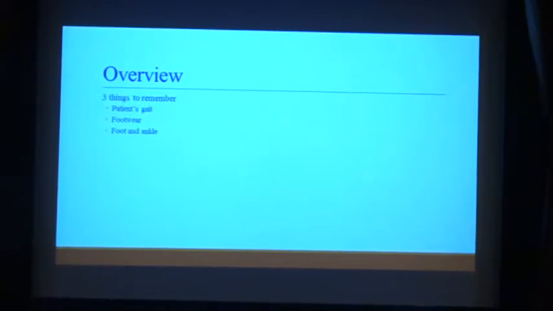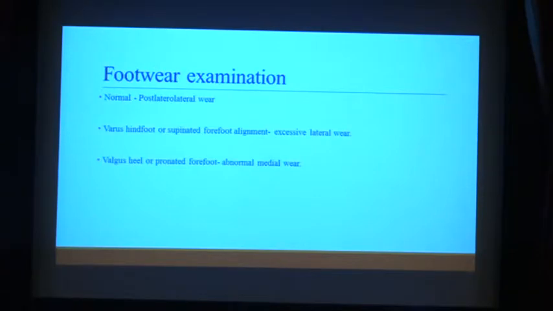So an overview: three things to remember are the patient's gait, footwear, and the foot and ankle, which have to be examined. I put the footwear examination initially because, as the patient is walking in, you will get to know where the wear of the footwear is. Normally, it's the posterolateral wear. If there is varus of the hind foot, then excessive lateral wear occurs. If there is a valgus heel, then you tend to have an abnormal medial wear.